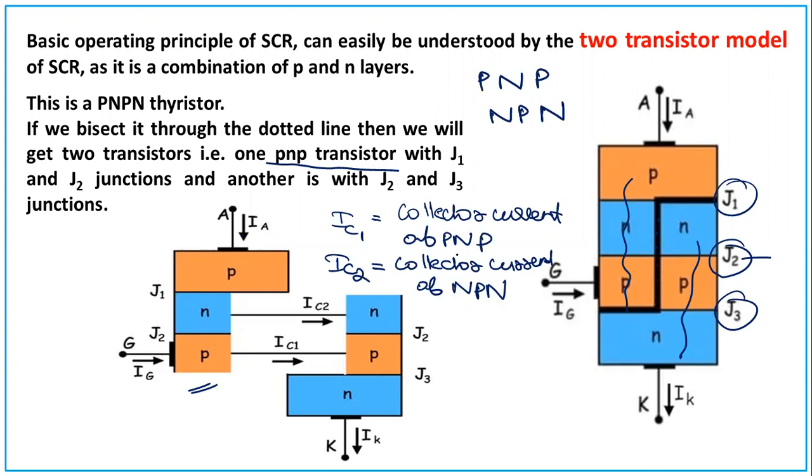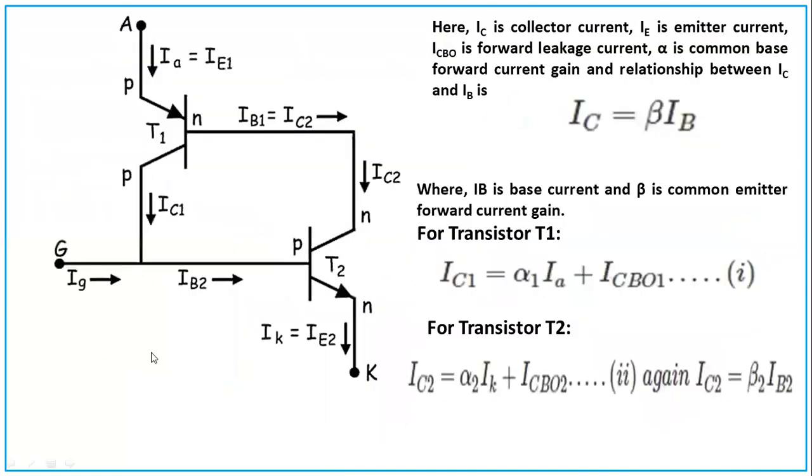When a question comes, first of all, you should draw a PNPN thyristor, then you should bisect it, and then draw it this way. Here it is the anode current, here the cathode current, and here the gate current. We have the junctions J1, J2, and here you have junctions J2 and J3. Now coming to this figure, which is more descriptive. The anode current coming in is equal to the emitter current. A transistor has emitter, base, and collector. This is the PNP transistor, and this is the emitter from the P side, that is the anode current.